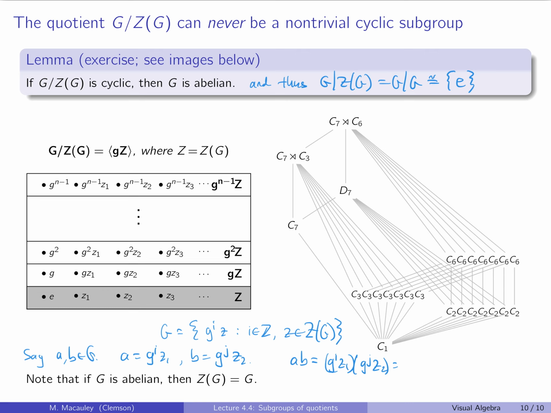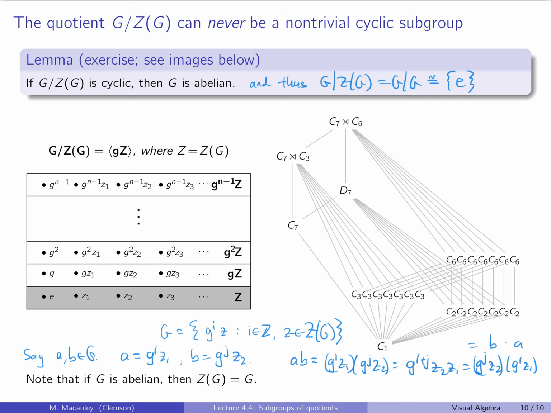and I can rearrange this however I want to, so I can certainly write g to the i plus j z2 z1, for example, or I can write this as g to the j z2 times g to the i z1, and this is equal to B times A. So indeed, if G mod the center is cyclic, that means every element looks like this, and any two of these things will commute with each other.